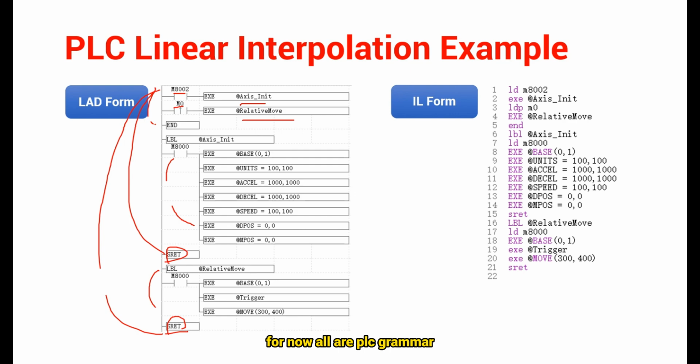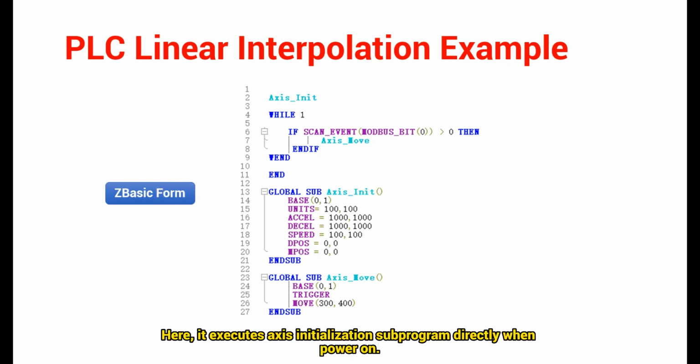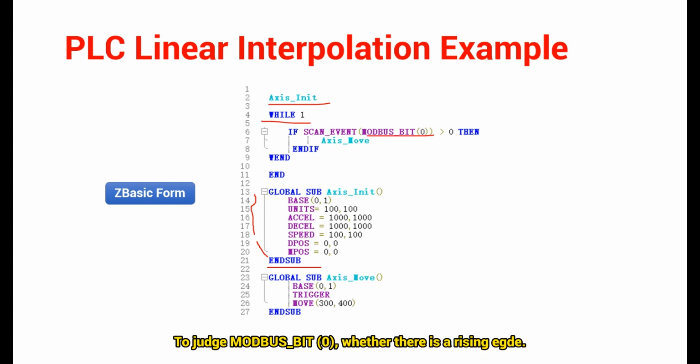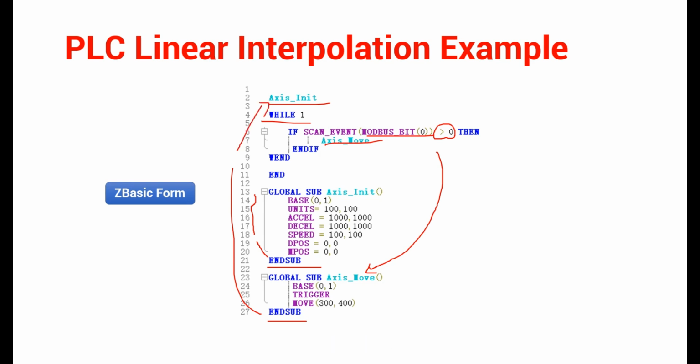From now, all are PLC grammar. Actually, basic grammar is also valid. Here, it executes the X initialization subprogram directly when powered on. That is from line 15 to end sub. Then enter one loop to judge Modbus bit 0, whether there is a rising edge. If yes, call X move, the linear interpolation. Then end sub. Return again, scan again. The same process as PLC grammar.